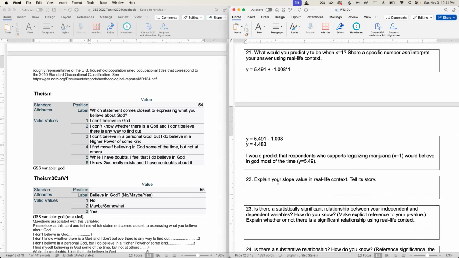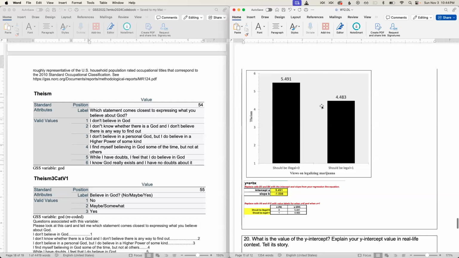Explain my slope value in real life context. So my slope again was negative 1.008. So that's the difference between here and here. So it's the same thing as before, right? As x increases by 1 unit, my dependent variable decreases by 1.008, or it goes up by negative 1.008. And so the theism views go down by about 1. Or if this was something else, like income is our dependent variable and it was like 30, then we could say it's going up by 30,000 or something. But that's for each unit increase in X.